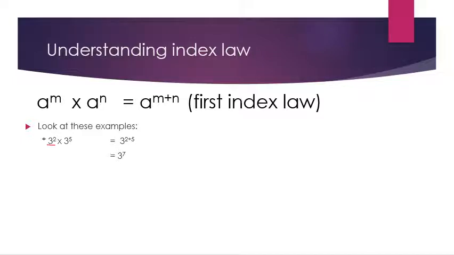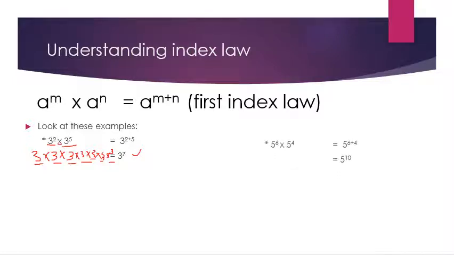So 3 to the power of 2 can be written as 3 multiplied by 3, 2 times. And 3 to the power of 5 can be written as 3 multiplied by 3 as much as 5 times: 1, 2, 3, 4, 5. And since this is multiplication, we also multiply those. So how many 3's do we have? 1, 2, 3, 4, 5, 6, 7. So this is true. 3 to the power of 7.